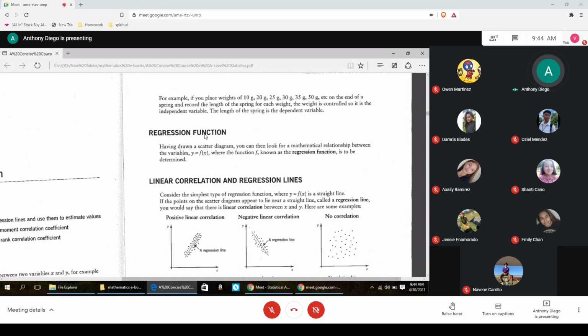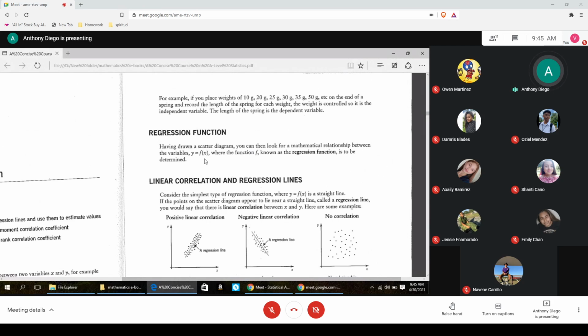Then here we have the regression function. All that you're seeing here is that usually we tend to look for a mathematical relationship. A regression function is basically a straight line graph that we are looking for. So it said here, having drawn a scatter diagram, you can then look for a mathematical relationship between the variables, y equals f of x, where the function f, known as the regression function, is to be determined.